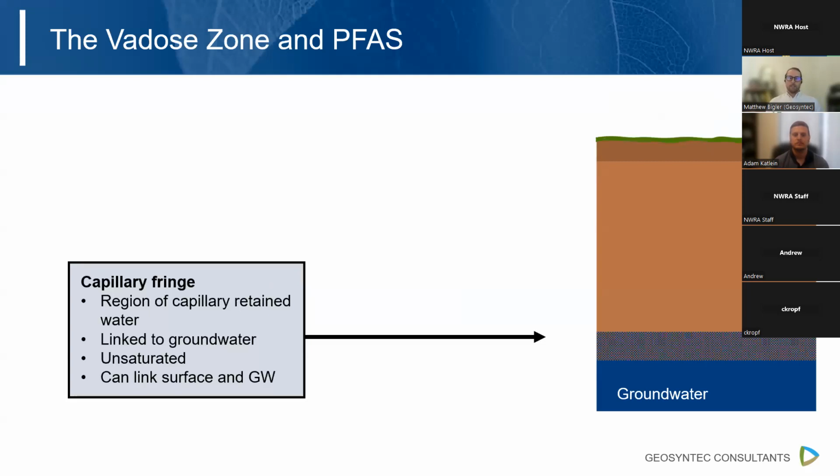Lastly, the capillary fringe. It's a region of capillary retained water, which is linked to groundwater, right? So we have our groundwater fully saturated. We have an unsaturated region above it that is directly related to the groundwater below it. So it's linked to the water, but it's also unsaturated. And sometimes when this groundwater is up high enough, we can actually link our groundwater to our surface through this capillary fringe.